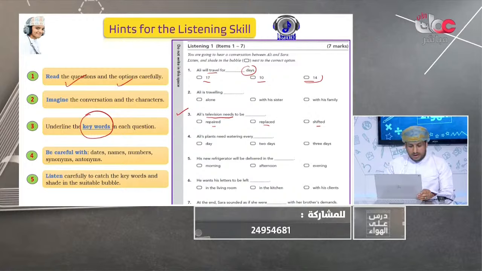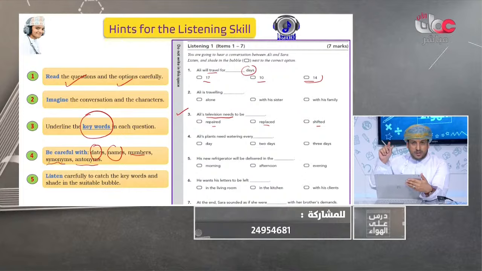Be careful with what here? Dates, names, numbers, synonyms. Sometimes they might use synonyms, antonyms, the opposite. Be careful with this when they talk in the listening. Number 5, you will have to listen carefully to catch the keywords. If you read all the questions, then you have to listen carefully to catch the words. You might catch the same keywords that are in the questions. All right? So try to catch the keywords and shade in the suitable bubble.